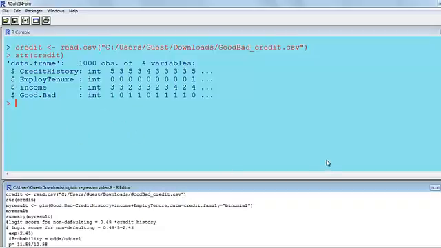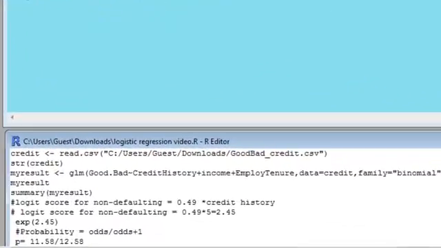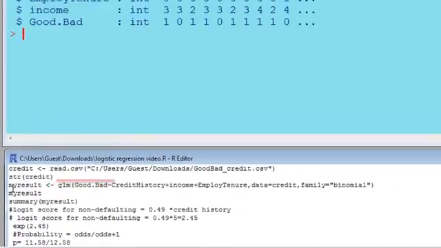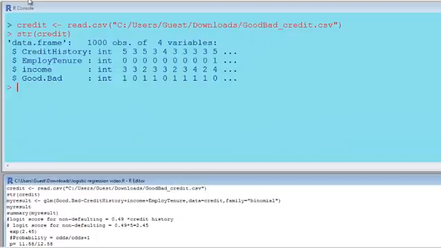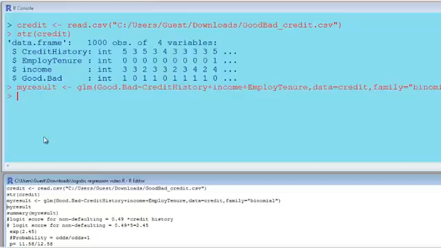Now to fit the logistic regression in R, we use the glm command. glm stands for generalized linear models. So let's run this command and store the output from the glm command into an R object called myResult.